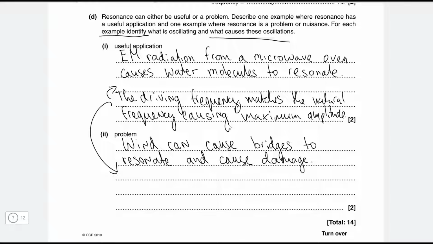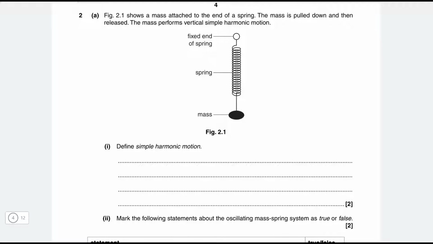For the second example, for a problem, wind can cause bridges to resonate and hence cause damage. Okay, on to the next question. Okay, next question, which is question 2 from a 2011 paper.